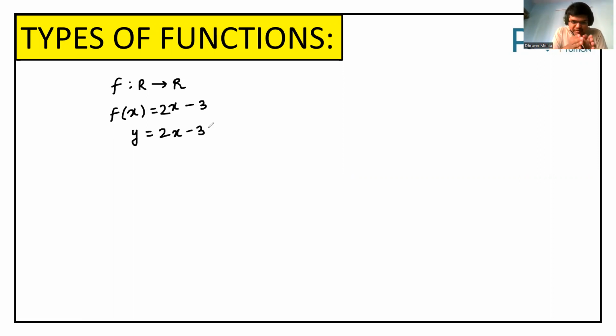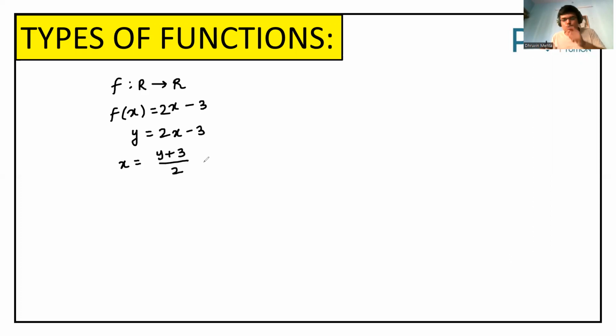Do you realize, Arush, in y equal to 2x minus 3, y is the subject. Yes, sir. Subject means y is on the left, everything else is on the right. So now we have to convert this into a situation where x is the subject, x on one side and everything else on the other side. So tell me, what will we get when we do that? We keep x on one side, everything else on the other side. x is equal to (y plus 3) by 2.